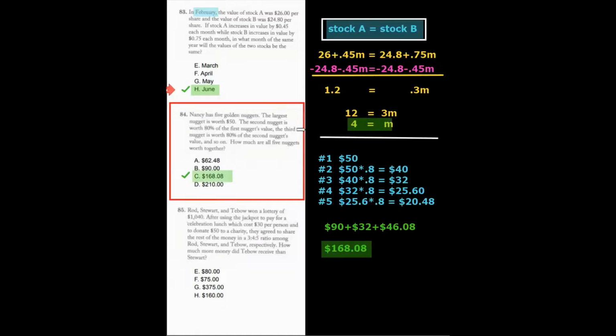Question 84. Nancy has 5 golden nuggets. The largest nugget is worth $50. The second nugget is 80% of the first nugget. The third nugget is 80% of the second nugget's value, and so on. There are 5 nuggets altogether. How much are all 5 nuggets worth together? Well, 50 times 0.8 is 5 times 8 is 40. Move the decimal, $40.